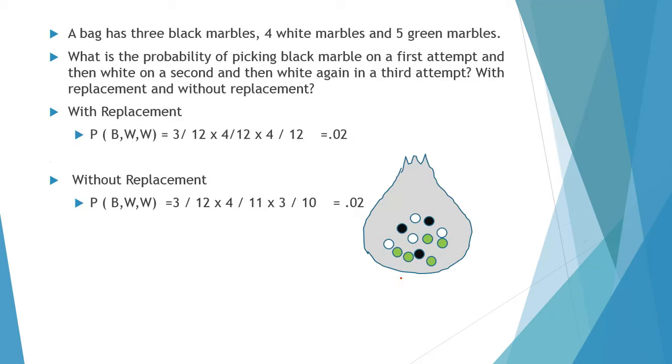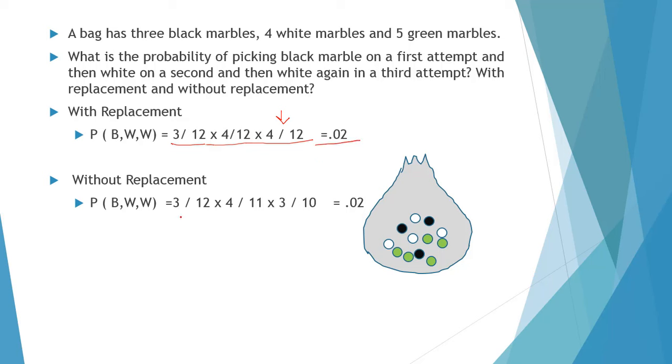A bag has 3 black marbles, 4 white marbles and 5 green marbles. What is the probability of picking a black marble on the first attempt, then white on the second, and then white again on the third attempt, with replacement and without replacement? When the events are independent, the probability of picking a black marble is 3 over 12. Because you are going to return that marble to the bag, the probability of picking the white marble in the second attempt is 4 over 12. And the third time, this probability doesn't change because we return the marble to the bag again.